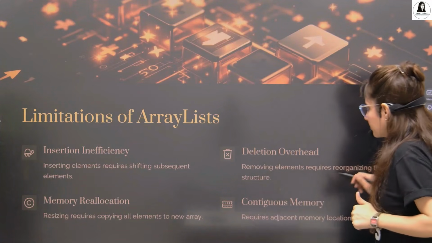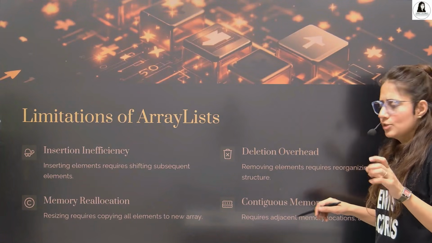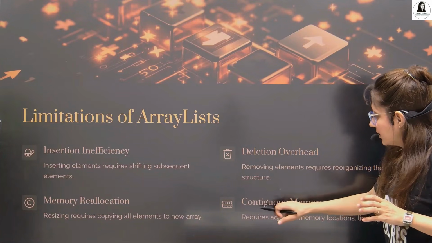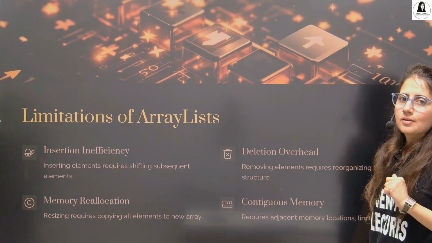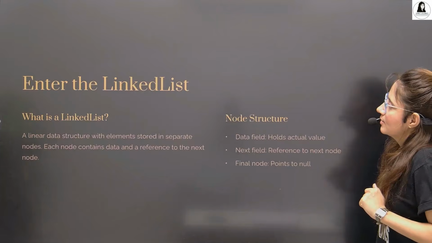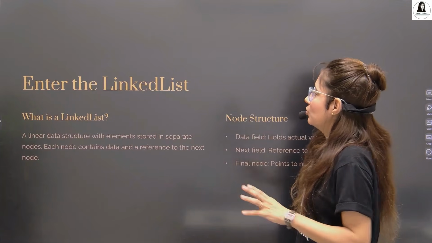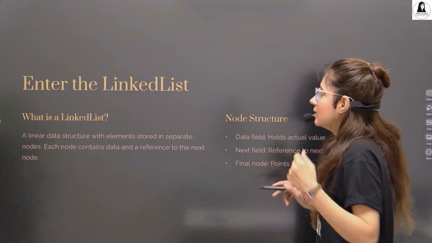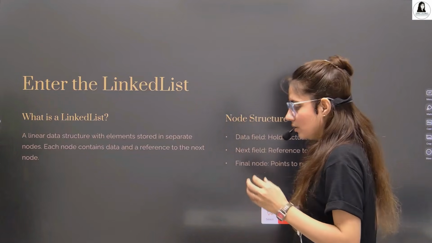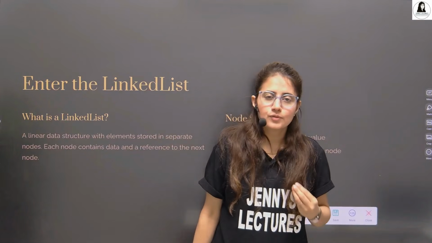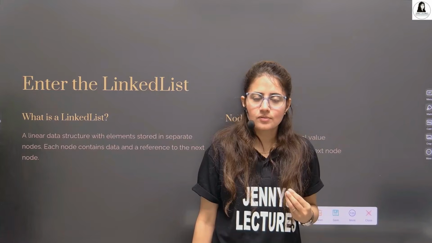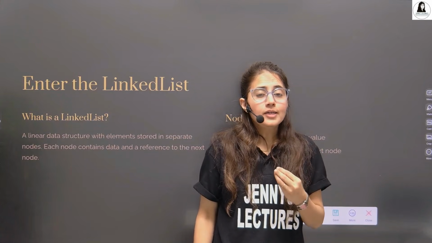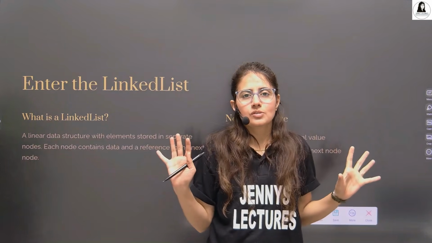Now let's see. One more drawback is that these are in contiguous memory, right? So now linked list comes into the picture. Now what is a linked list? It's a linear data structure itself, right? Here also we store the elements. It's a list itself, but in non-contiguous memory locations.